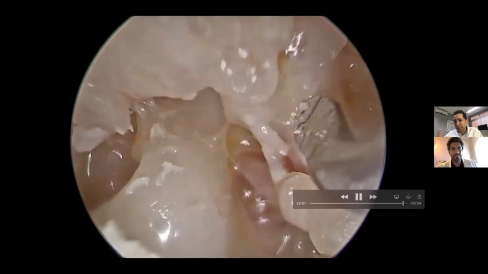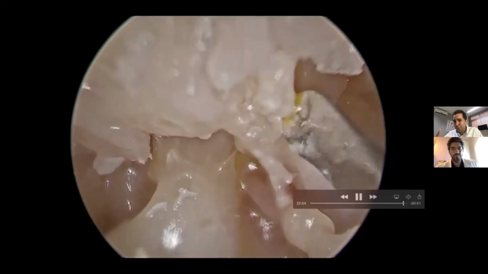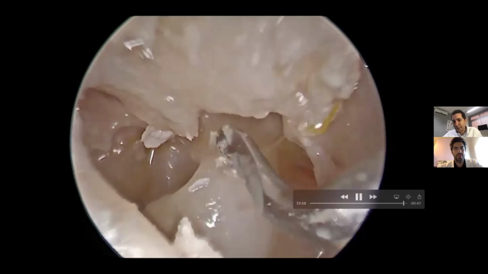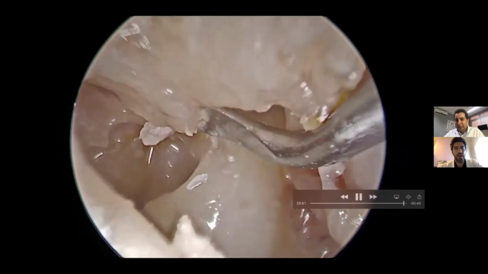If you want, I can progress, trying to remove the incus and go into the mastoid, but I think it's not the message here that I want to pass.